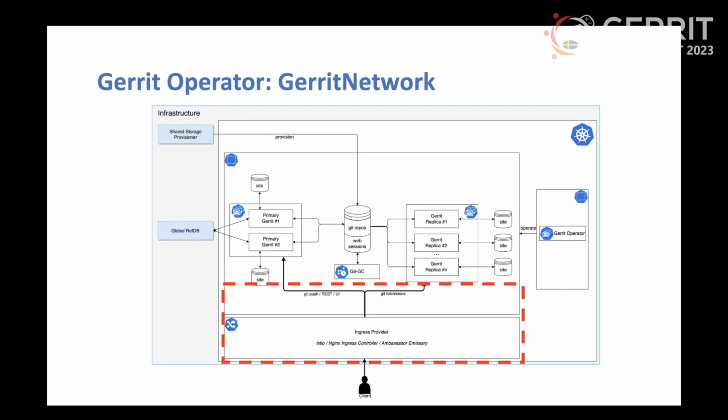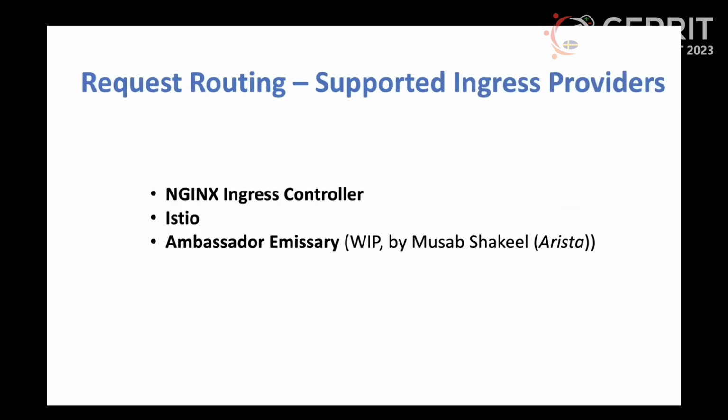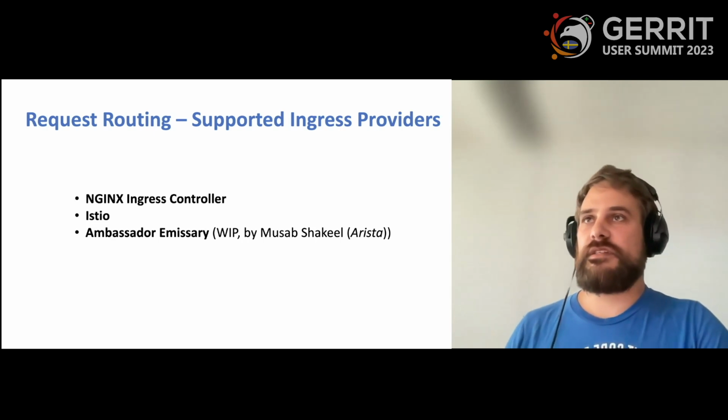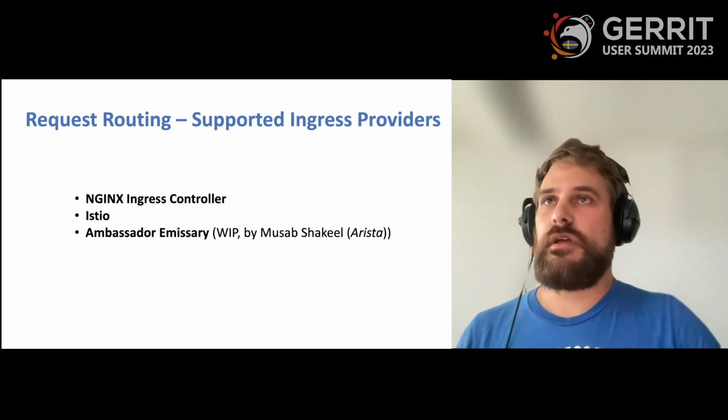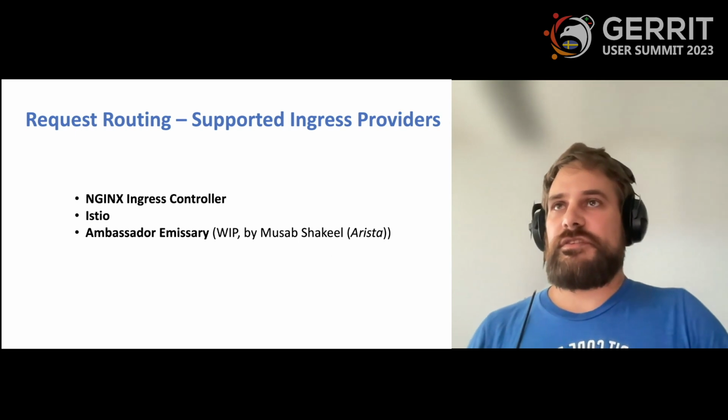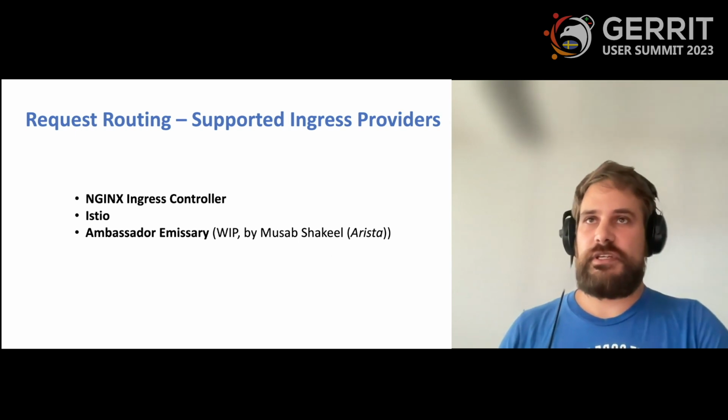But now, having two different kinds of Gerrit deployments in your cluster, you somehow have to decide where to send requests coming from the client. And in our definition, we already said we don't want the client to know about the internals of the Gerrit cluster. So request routing should happen automatically, and the operator will take care of that. Currently, the operator supports two ingress providers: the Nginx ingress controller and Istio. Very soon, it will also support Ambassador Emissary. These changes are already under review and were done by Mr. Shakir from Arista.